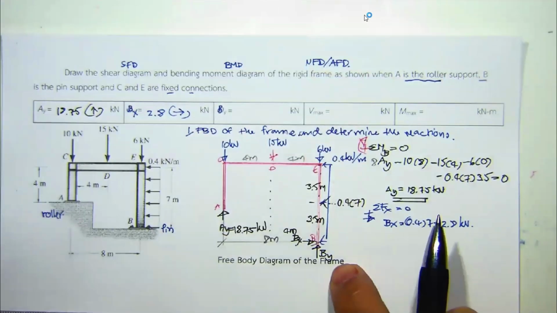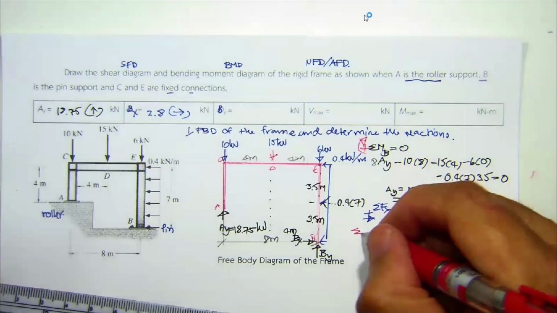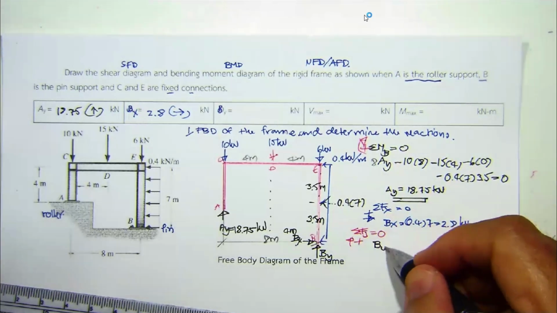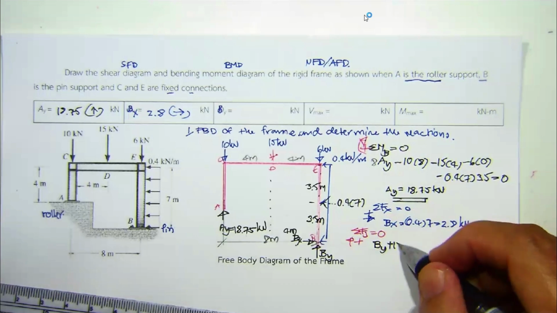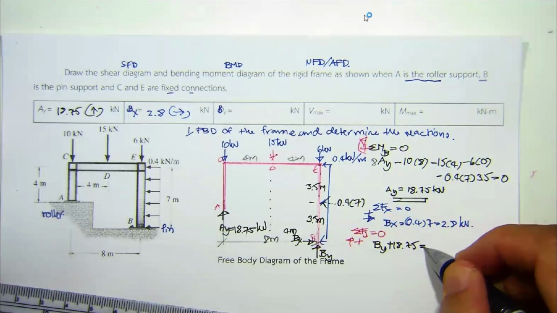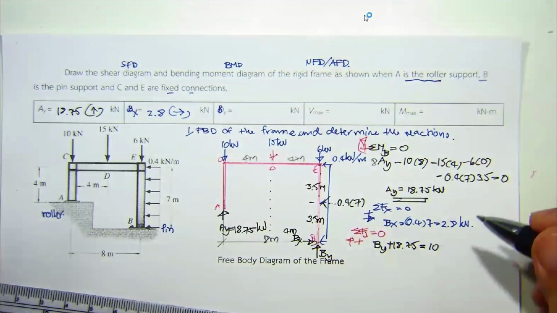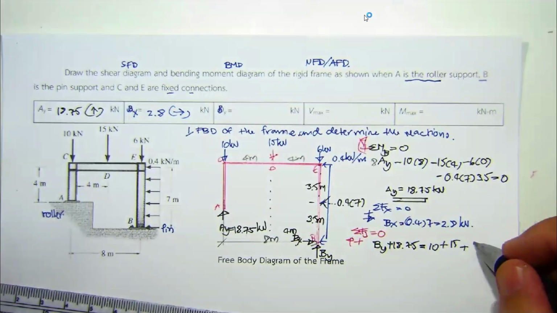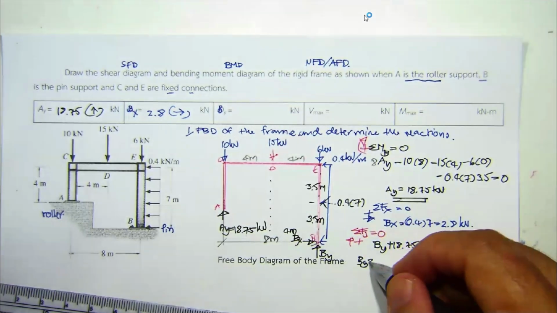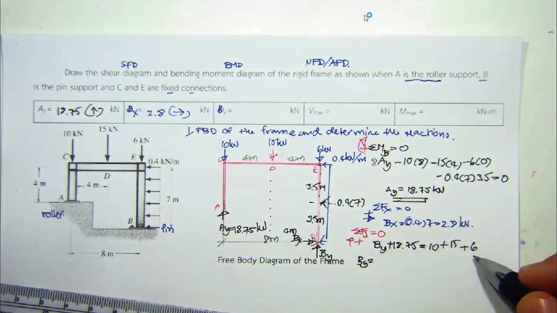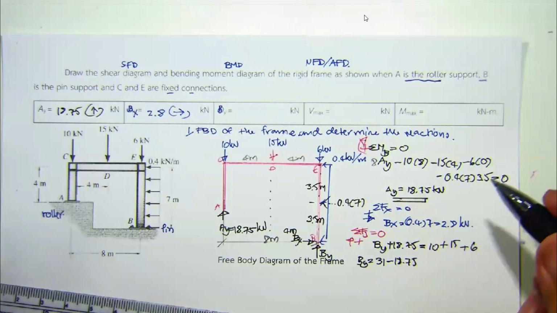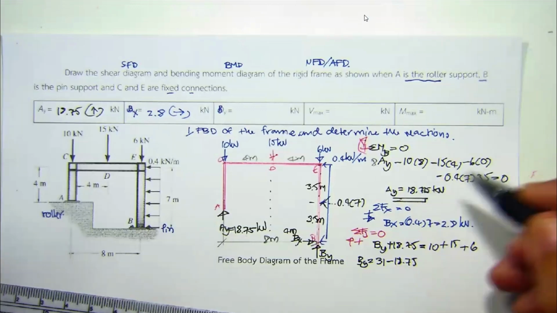The only one you are looking for is B sub y. Summation of forces in y equal to 0, upward is positive. So B sub y plus 18.75 equals 10 downward, 15 downward, and 6 downward. So our B sub y is 31 minus 18.75, which is 12.25. Sorry, 12.25.